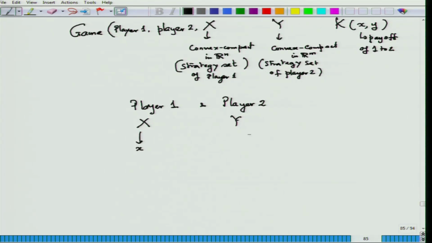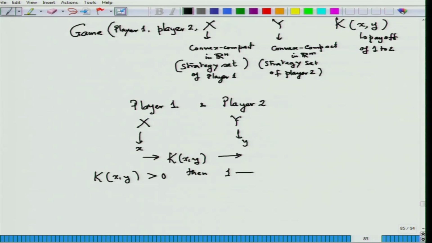If he pushes in x and if he pushes in y, then kxy is the amount of money paid by player 1 to player 2. Now, if kxy is greater than or equal to 0, then 1 is paying to 2. If kxy is strictly less than 0 (0 is ambiguous, but you can just decide), then basically no one pays anything, then 2 pays 1.